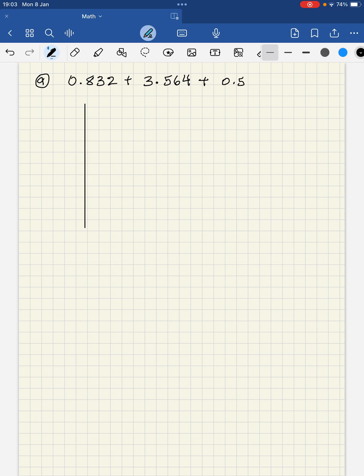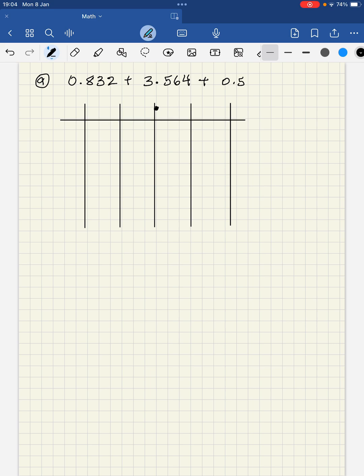We're going to have tenths. We're going to have ones. We're going to have decimals. We're going to have tenths. And we're going to have hundredths. And I'm going to put a nice fancy line through. So we've got tens, ones. Oops, let's try again. We're going to have tens, ones, tenths, hundredths, and then thousandths. Okay. So let's add these up, right? And we're going to have decimal there, decimal, decimal. So we've got 0.832.